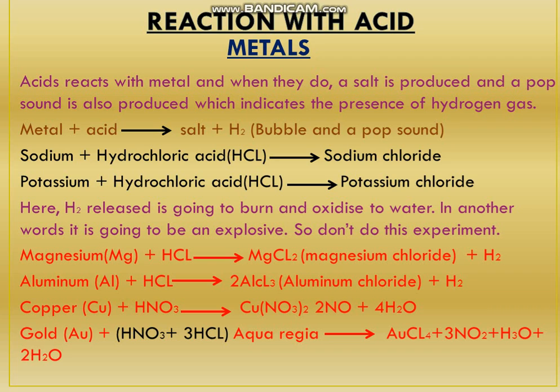Magnesium plus HCl gives us MgCl2, that is magnesium chloride, plus H2. Aluminium, when reacted with HCl, gives us aluminium chloride, AlCl3, plus hydrogen gas. Copper, when reacted with nitric acid, gives us Cu(NO3)2 plus NO plus H2O. Gold, when reacted with aqua regia, gives us AuCl4 plus NO2 plus H3O plus H2O.